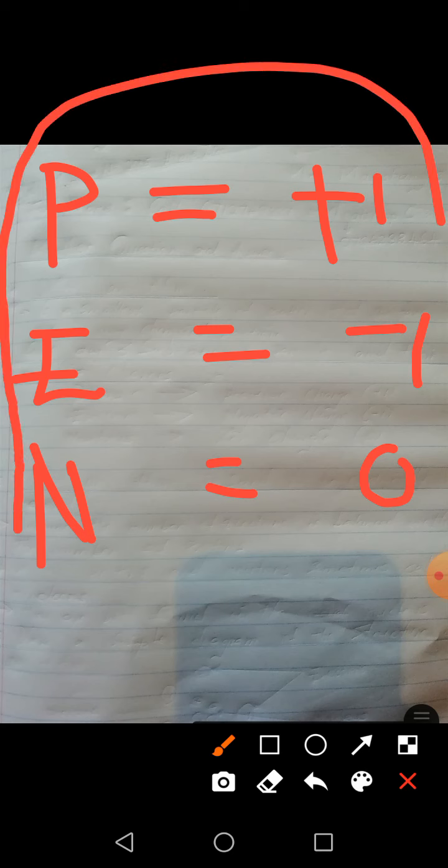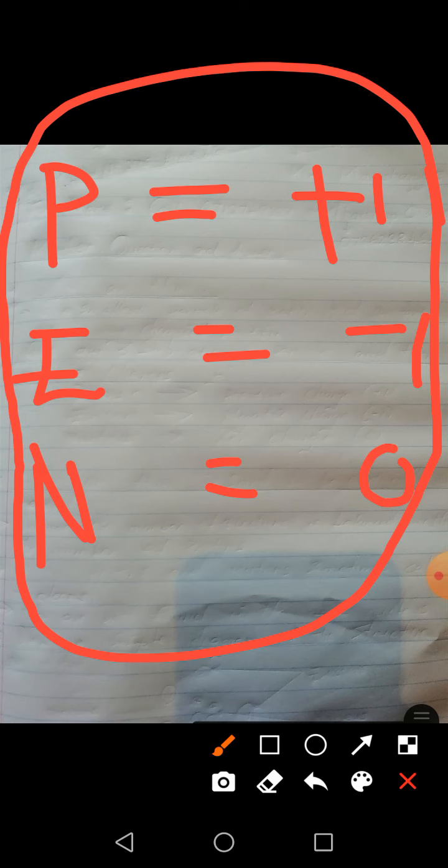Electrons have a -1 charge. So the question is, why is an atom said to be electrically neutral? Then I am showing neutrons, they have a 0 charge. The question is about these particles that make up an atom. These are the particles that make up an atom.